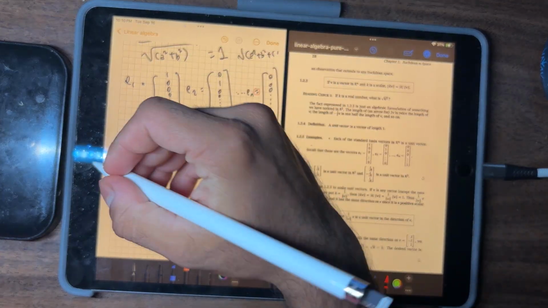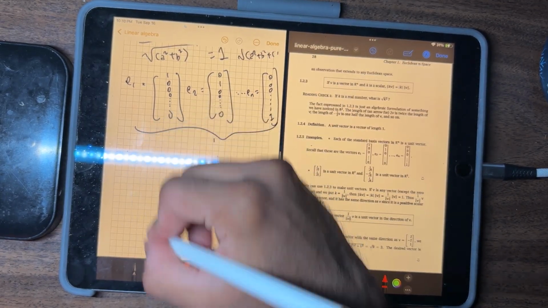So if I were to use a realistic example, so let's use a realistic example.